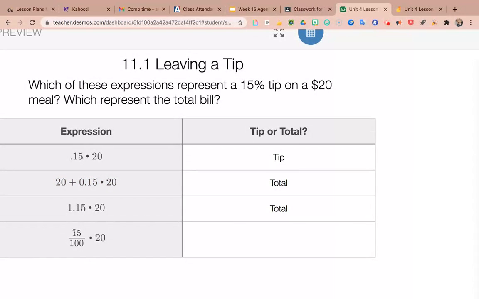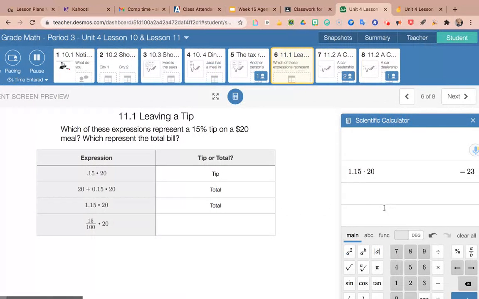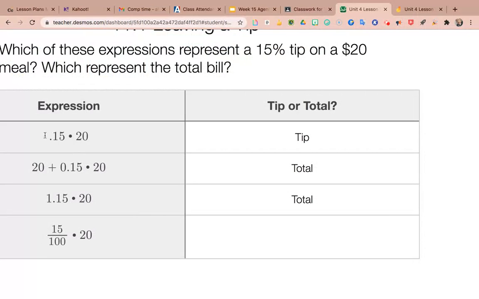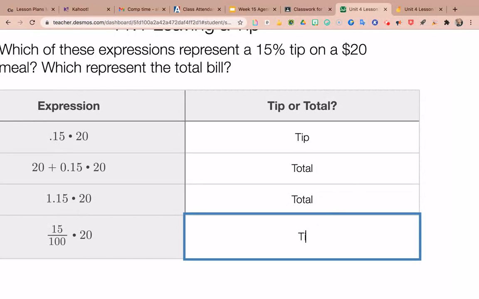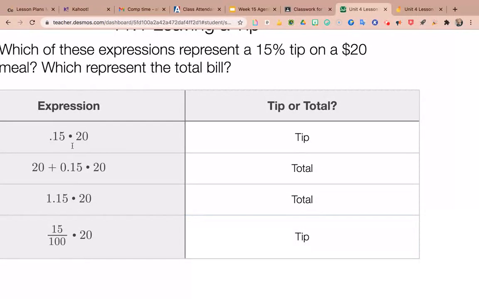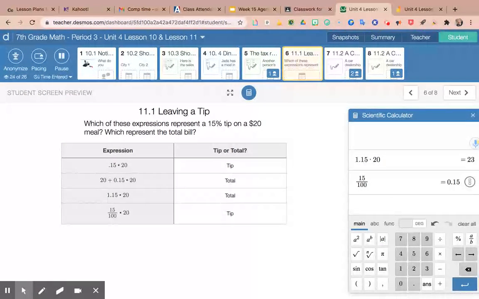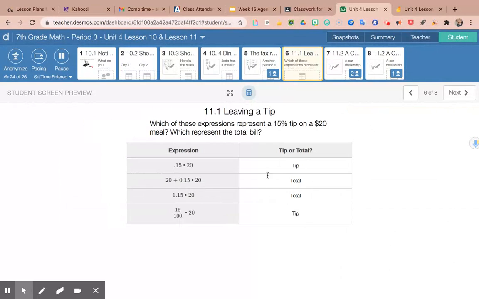And then for the last one, it says 15 over 100 times 20. Well, 15 over 100 turns into 0.15. So 15 over 100 is equivalent to 0.15. So the first expression and the last one are equivalent because the decimal and the fraction are the same, just written differently. So this is also tip. So these are equivalent expressions. This one and this one are the same. So we got tip, total, total, tip. So that's how you do this one.